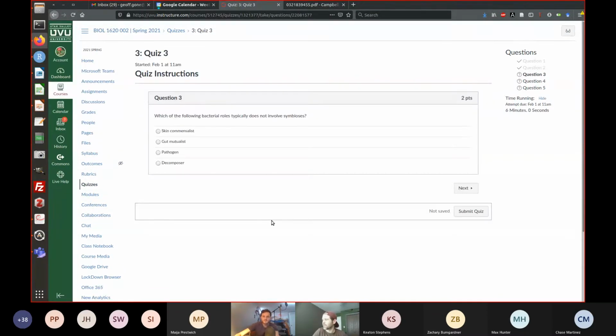Which of the following bacterial roles typically does not involve symbiosis? A pathogen. Decomposer. I'm going decomposer. Why not pathogen? Well, a pathogen's role involves a kind of symbiosis, doesn't it? It does. Symbiosis, symbio just means living together. Doesn't mean happy, lovely, mutualistic. So pathogens, they're actually symbiotic. So decomposer for that one.